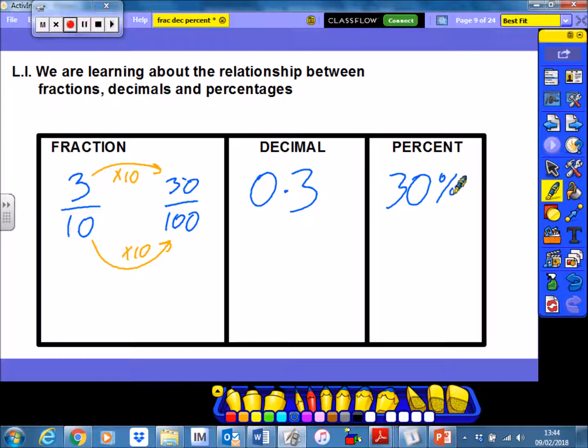So we've now seen how to convert decimals into fractions and percentages, how to convert percentages into fractions and decimals, and finally, how to convert fractions into decimals or percentages. And the key for that is to make sure that the bottom number, the denominator, is over 100.